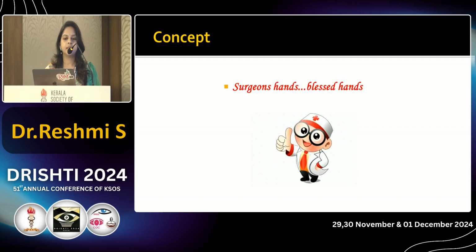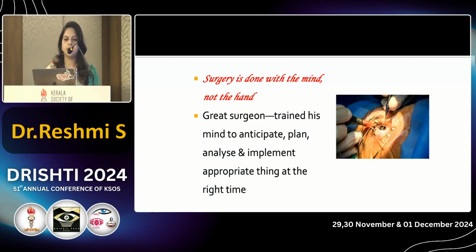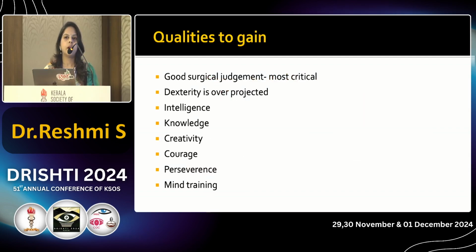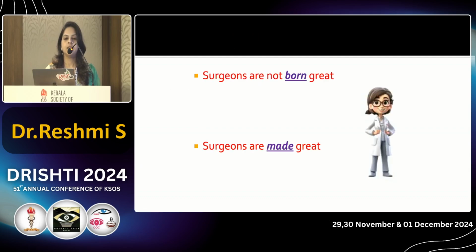There is a concept that the surgeon's hands are the blessed hands. That's not true. Surgery is done with the mind and not with the hand. Great surgeons have equipped their minds to anticipate, plan, analyze and implement the appropriate thing at the right time. So, the qualities to be gained during the fellowship period are good surgical judgment, which is very important, good dexterity, intelligence, knowledge, creativity, courage, perseverance and, most importantly, mind training. Surgeons are not born great, they are made great.